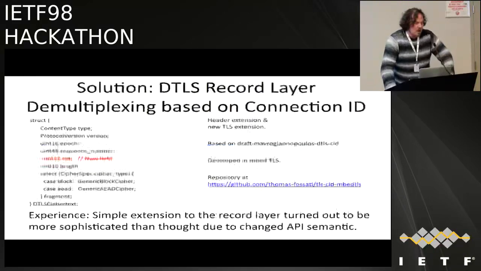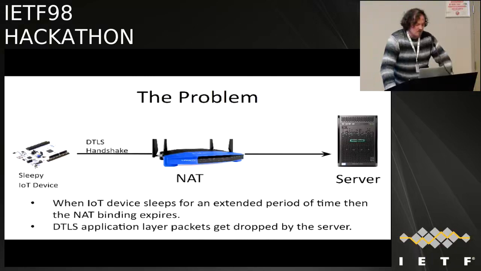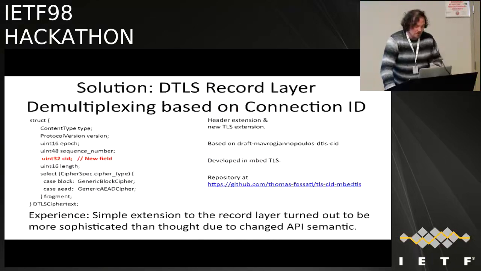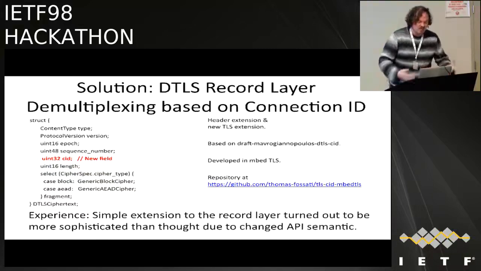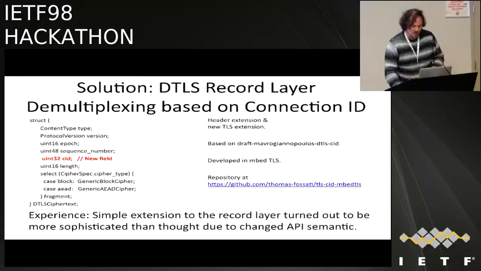So the proposal here that they implemented was to add a new record ID, a connection ID field. And this actually turned out to be slightly more difficult than was originally expected. But by the end of the second day, this was mostly implemented. So for DTLS, there's demultiplexing now inside the protocol with this draft right here.